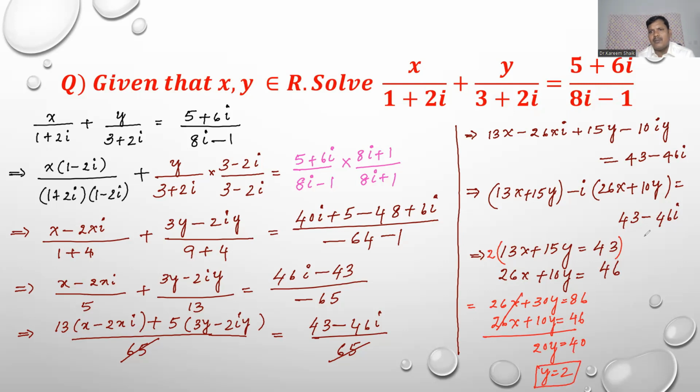Now replace your y value in any one of the equations. Suppose I replace y value here. 15 twos are 30. 43 minus 30 will be 13. So x value will be 1. I hope it's clear. So you will get x as 1 and y as 2. We will discuss our next problem.